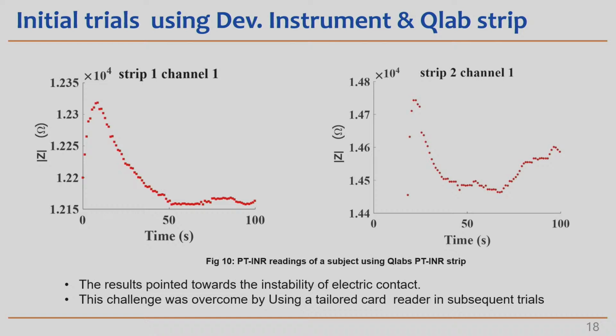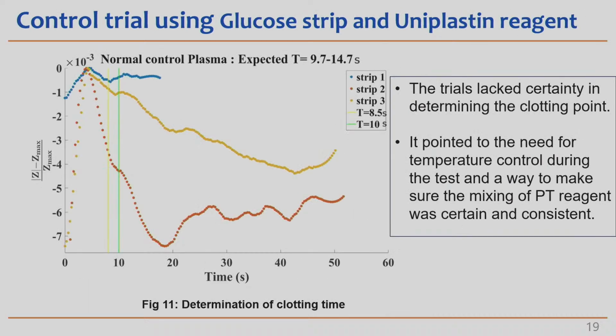So we moved on to integrate a PID temperature control into the device to keep the temperature stable at the measurement temperature of 37 degrees. And we also integrated a well-tailored electrical contact at the chip reader to have better results. And from this point, we moved on to perform tests on the normal and abnormal control plasmas.